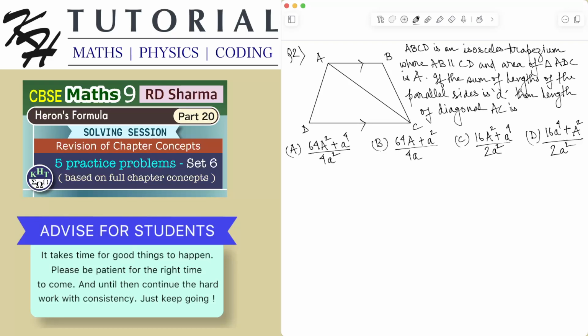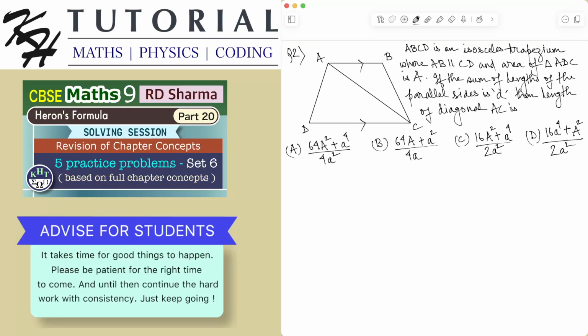If the sum of the lengths of the parallel sides is small a, then find the length of diagonal AC. First of all, this is an isosceles trapezium. Why is the area of triangle ADC given? Triangle ADC is a triangle, so the diagonal AC is dividing the trapezium into two triangles, ADC and ABC.